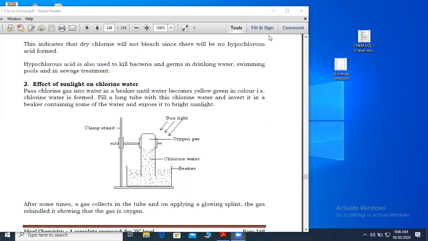Concentrated hydrochloric acid, and they oxidize hydrochloric acid. Oxidation in that case is removing hydrogen. They oxidize hydrochloric acid to chlorine. And the conditions: when you use manganese(IV) oxide, you must heat, and when you use potassium permanganate, there is no heating required because the reaction can take place at room temperature.